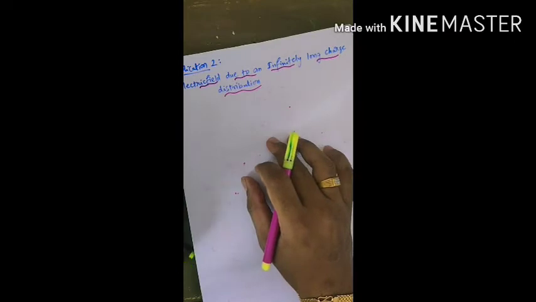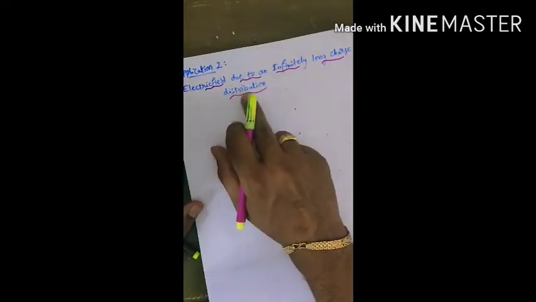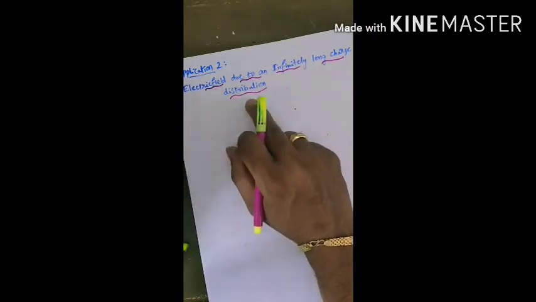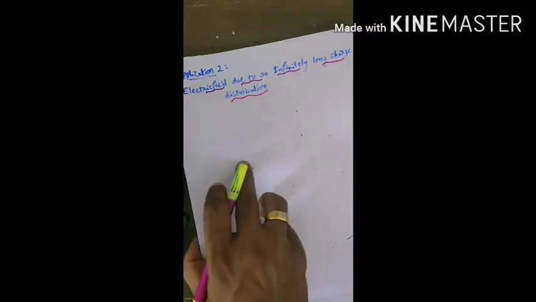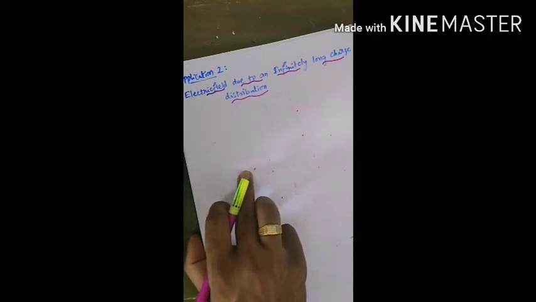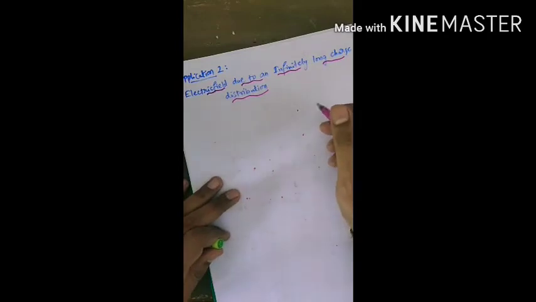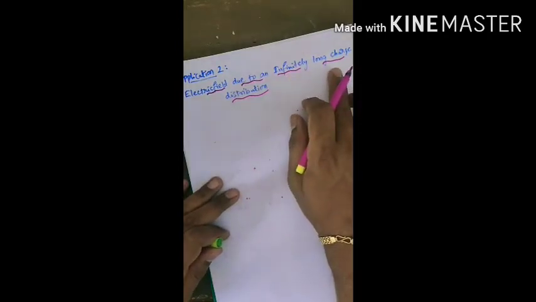Okay friends, this is the second application, that is electric field due to an infinitely long charge distribution. This is also very important. This is the second application; the first application we have just seen. So here, first, an infinitely long charge.